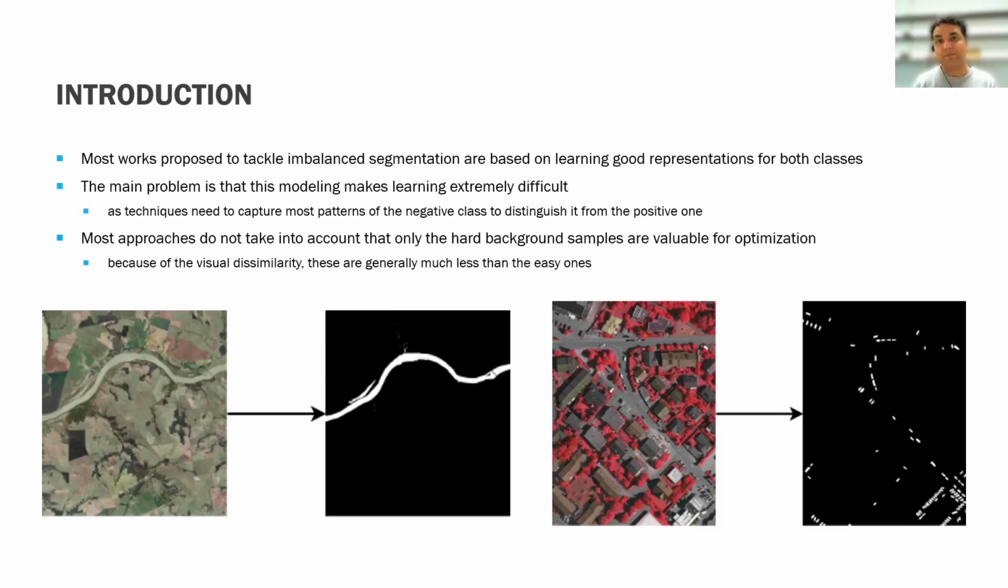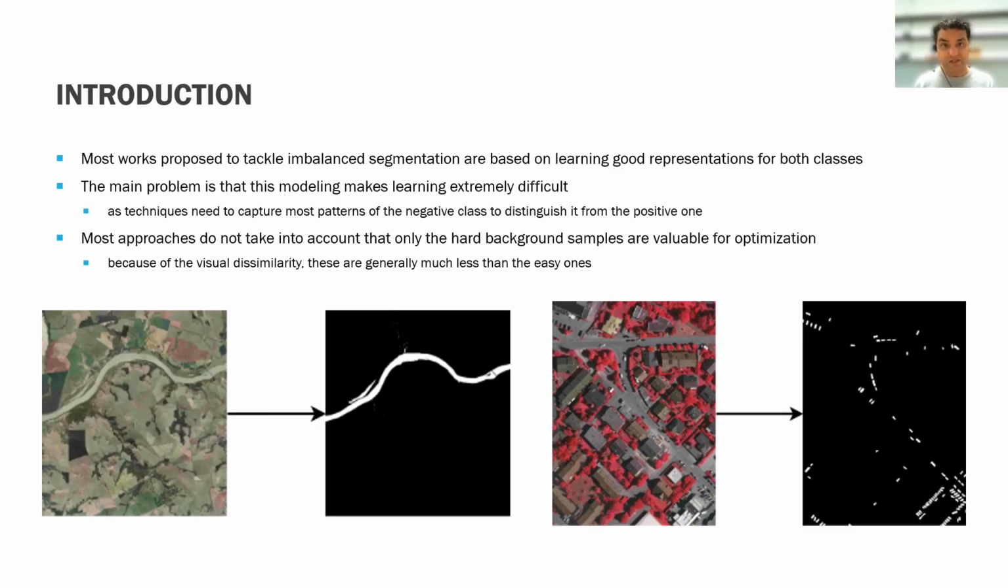Also, most of the approaches don't take into account that although the negative class has way more samples than the positive class, only the hard samples are actually valuable for the learning process. And because of the dissimilarity between the positive and the negative class, the hard negative samples are usually much less than the easy ones.